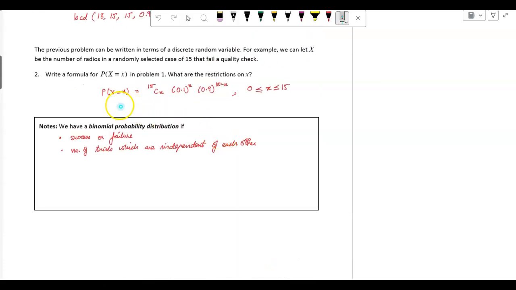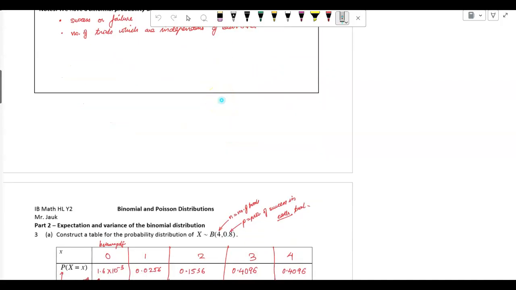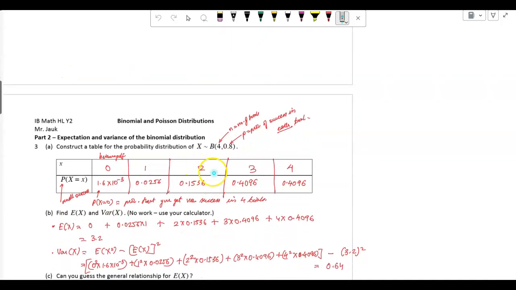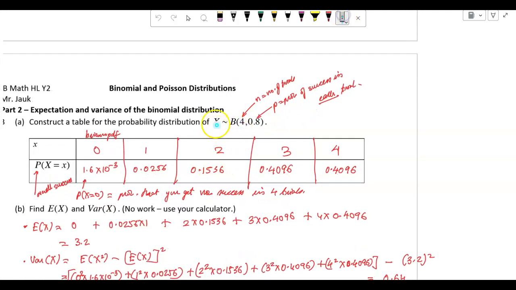Now you don't have to learn the use of this formula. You have to use your calculator. Within the calculator you need to remember this. You read this as X follows a binomial distribution with number of trials is 4. N is the number of trials. P is the probability of success in each trial.